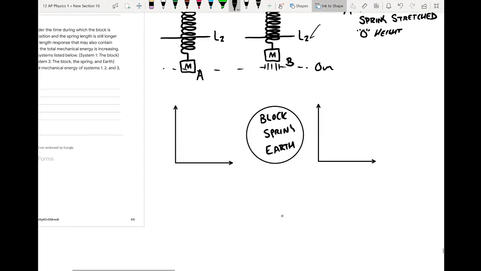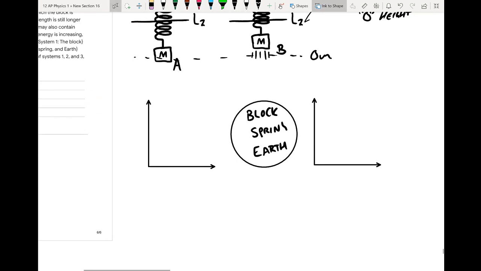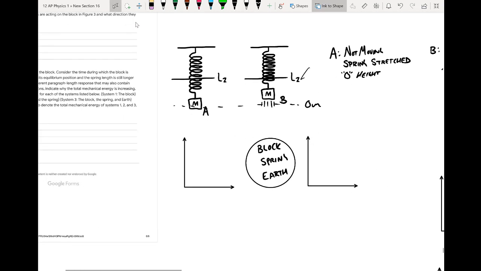So let's do it for everything. So let's do our checks. At A, we're not moving, so we don't have any kinetic energy. At A, our spring is stretched, so we do have spring potential energy. So that's good, we have that. And then we're at 0 height, so we have no gravitational potential energy.